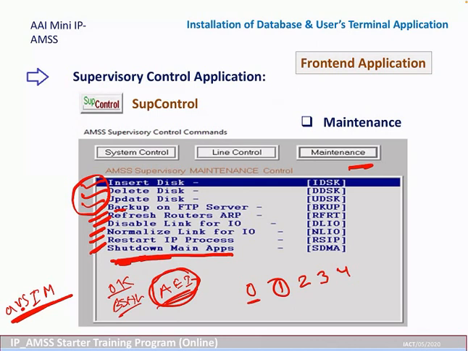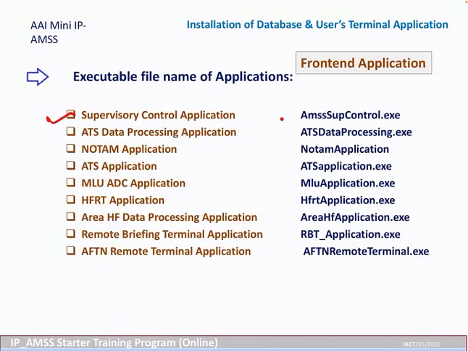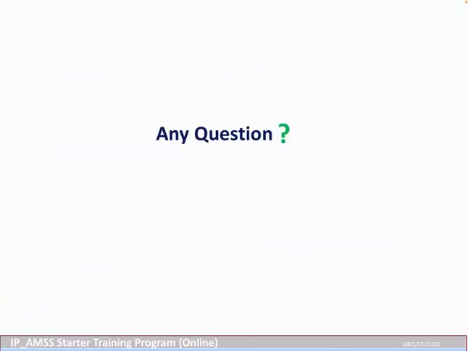Same for different applications. What are the names of the applications? For supervisor control, AMSS subcontrol.exe. For ATS data processing, ATS data processing.exe. And for remote briefing terminal application, that is RBT underscore application.exe. You might have downloaded this application or we'll send it.